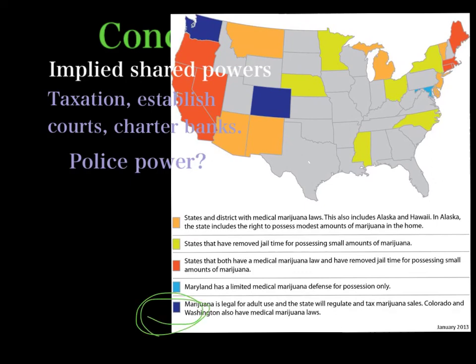So in Washington and Colorado, marijuana has become legal for adult use, and state law regulates and taxes marijuana sales. They also have medical marijuana laws in those states, but the issue has become that the federal government has outlawed marijuana to be used for non-medicinal purposes, and so the question has become, who has police power? Is it something that is shared between the national and the state governments, or does it solely belong to the states, which will inevitably lead to some kind of federal or national decision in reference to marijuana legalization, whether it's for medicinal or recreational purposes?